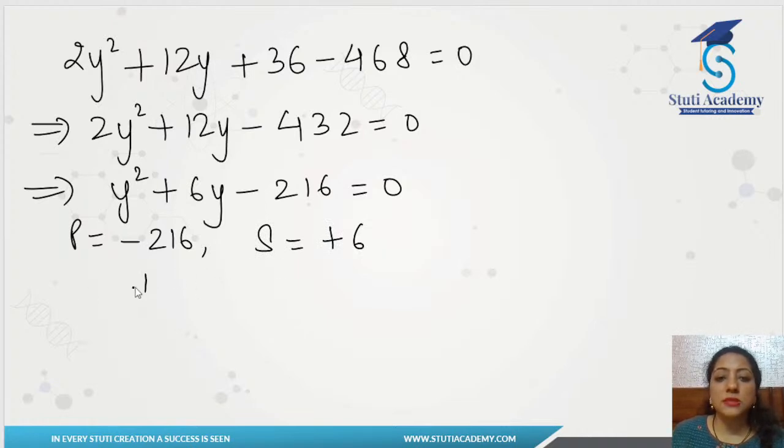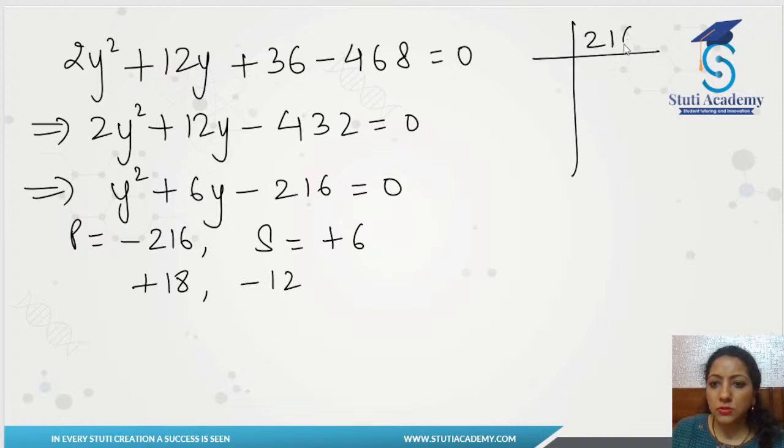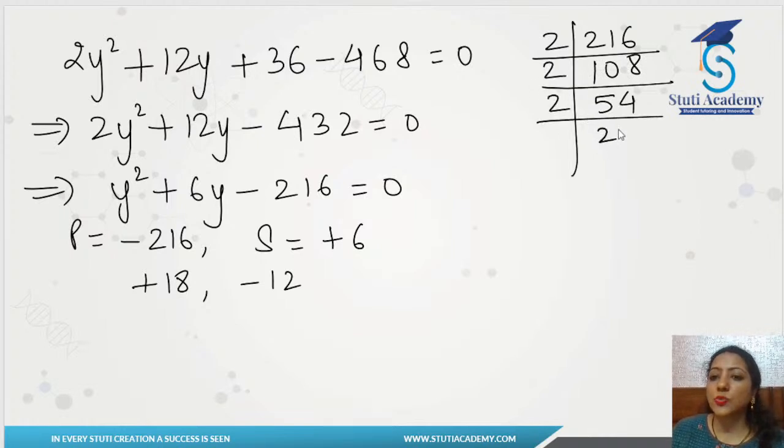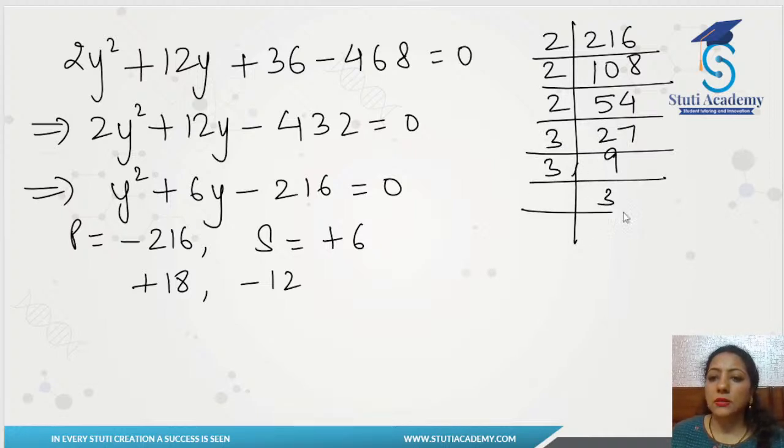So if we take positive 18 and minus 12, I'll show you how I've got this. Let's solve this. 216, we can divide this by 2. We'll get 108. By 2 again, 54. By 2 again, 27. Then this by 3, we'll get 9, 3, 3, 3 and 1.